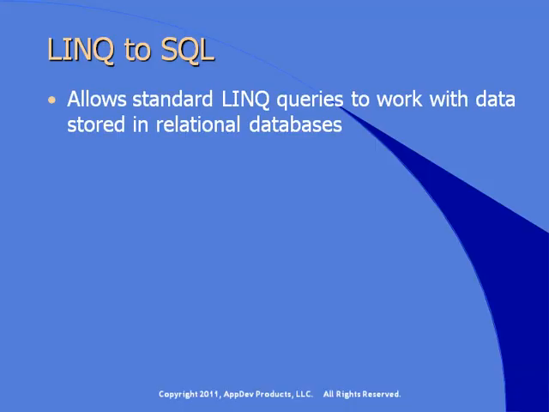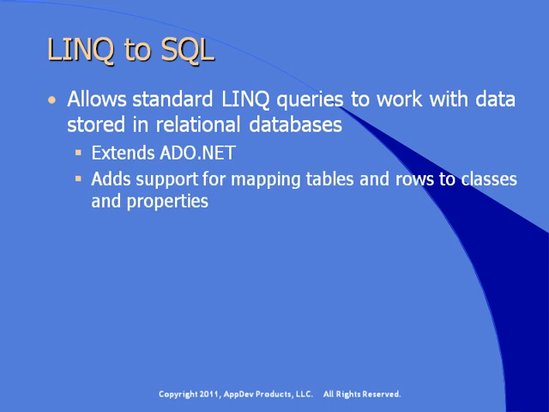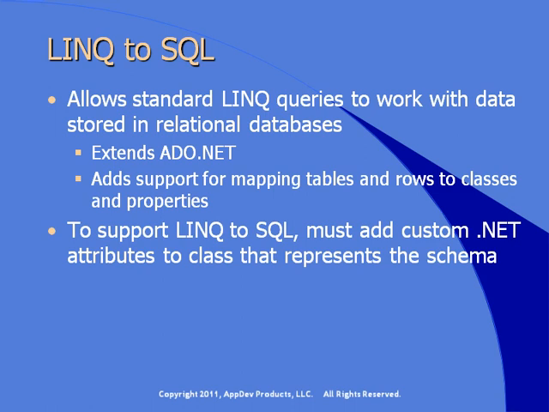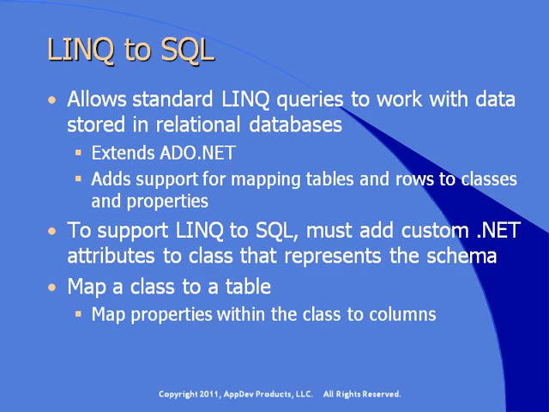LINQ to SQL allows standard LINQ queries to work with data stored in relational databases, not just arrays of numbers. It extends ADO.NET and adds support for mapping tables and rows to classes and properties. To support LINQ to SQL, you have to add custom .NET attributes to a class that represents your data's schema. We'll map a class to a table in a SQL database and map properties within the class to columns within the data. And we'll do this all by adding attributes.